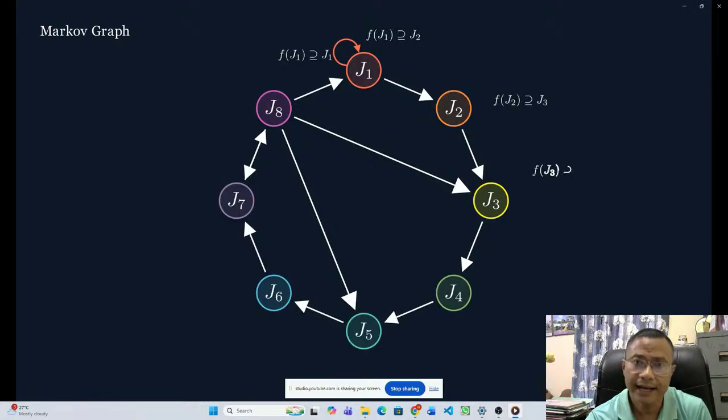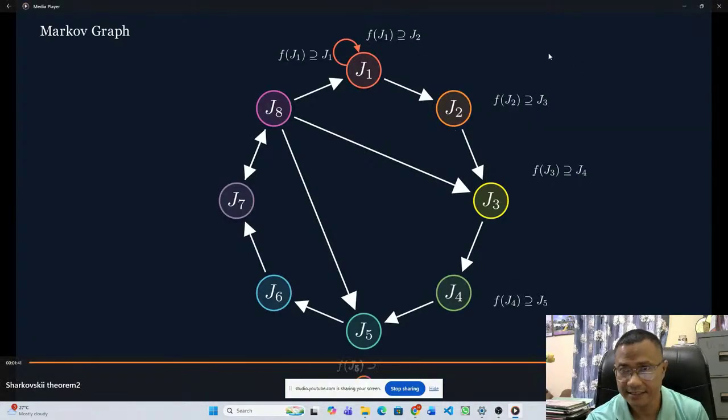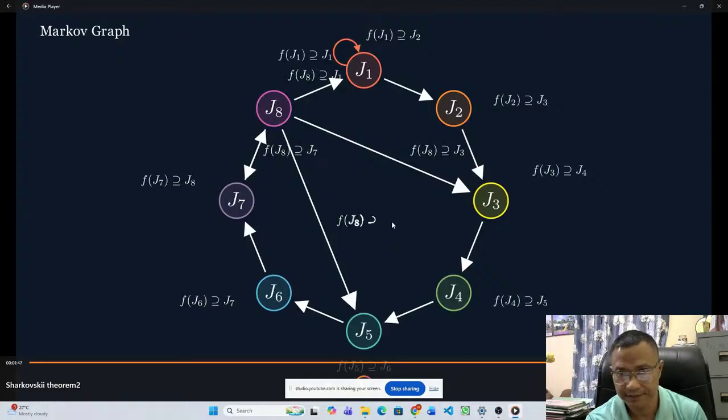See, why do we have the edges? It is explained here because f of J2 is a superset of J3. Therefore, there is an edge from J2 to J3.